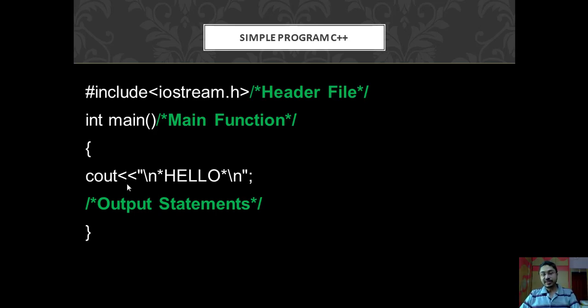One way of looking at it, this operator is nothing but the way in which the data is flowing. So here you can see how the data is flowing. So hello, and this particular data is flowing towards output. So this particular data is going to cout, and cout is actually pointing to the output screen. So this hello will be printed onto the output screen. This is clear, I think.